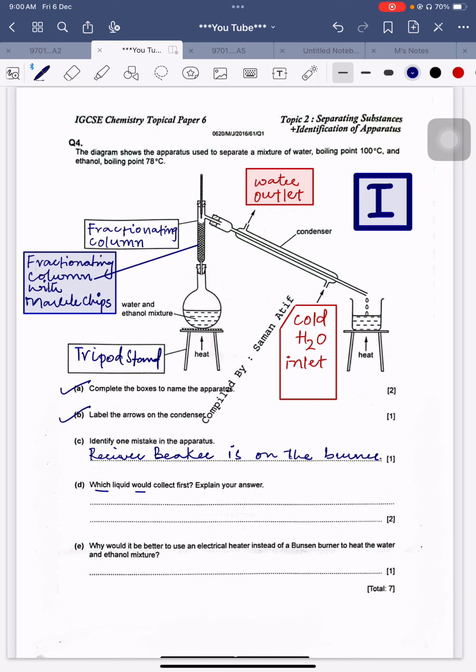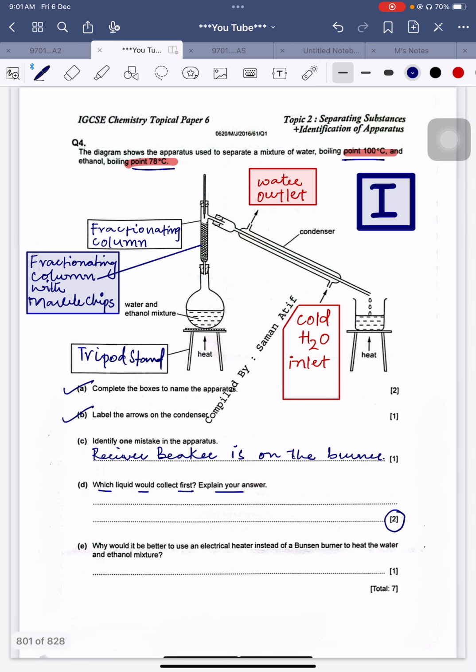Which liquid would collect first? Explain your answer. You can check the boiling points of the two. I have just told you that they will be separated based upon their boiling points. The one which has the lower boiling point will be obtained first. So what is the answer for this question? You have to explain it as well. There are 2 lines and 2 marks for this question. So what will be the explanation? Ethanol will be obtained first.